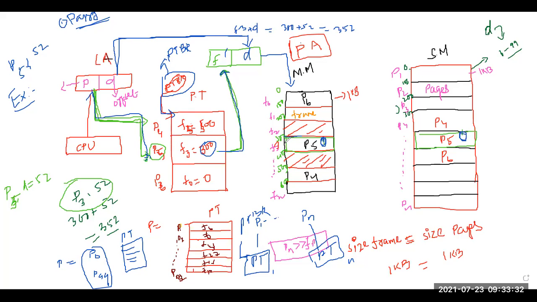And this particular technique is called paging. This is a very important concept. In any exam you give, whether it is a university exam or any competitive exam, they are going to ask one question on paging. This is the basic concept of how we are performing paging. Any doubt how we are converting?